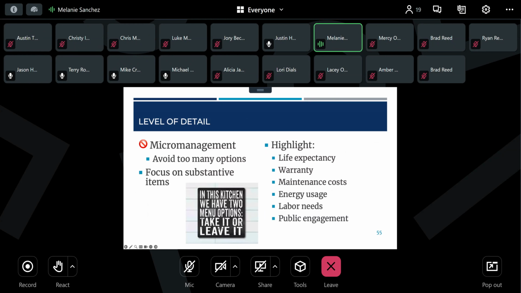Highlighting some substantive items that matter most to the board's oversight role is always a good one. And include areas like life expectancy, how long can they expect assets to remain in service, what are warranty terms and what does it cover, anticipated maintenance expenses over time, how will energy consumption impact the utility sustainability, staff requirements that are associated with any labor needs, and how the community will be involved or informed about these important decisions.